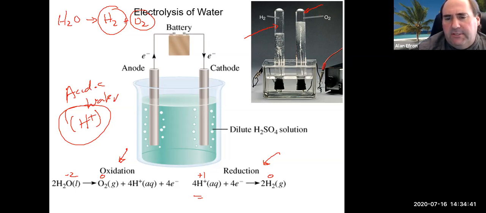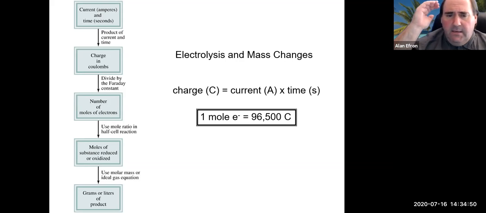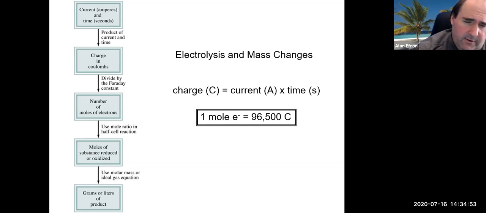So let's talk about some calculations that we typically do involving electrolysis. And there's really two types of ways to do these calculations. One is from the top to the bottom, and the other way around, obviously going the opposite way.